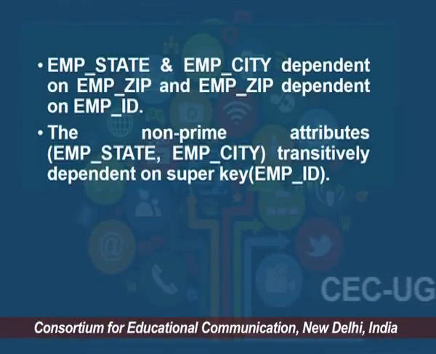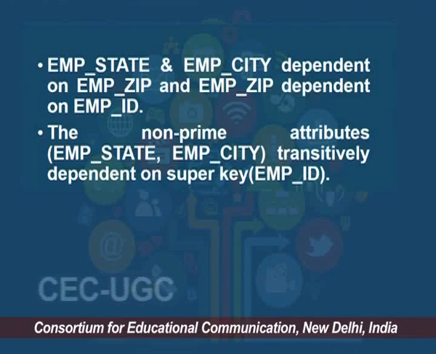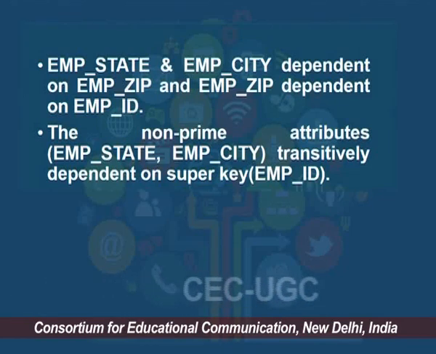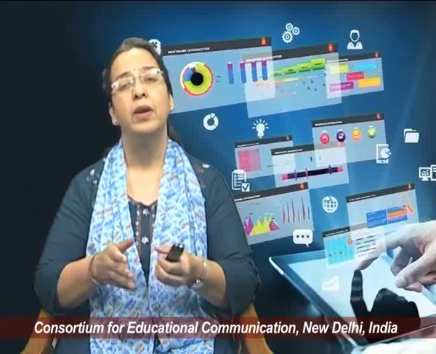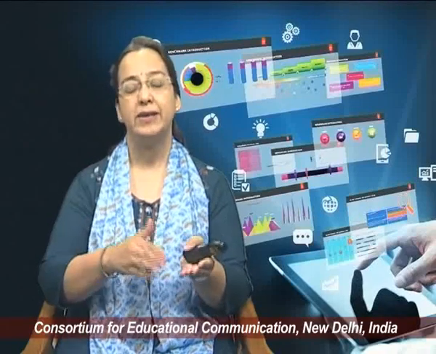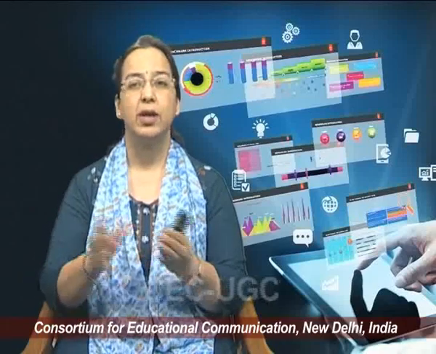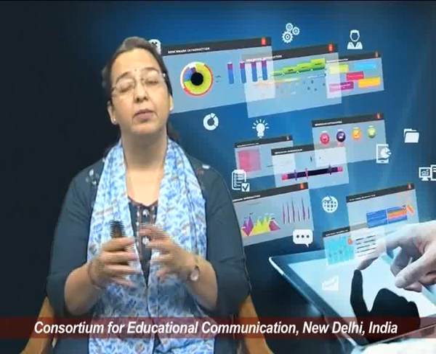The non-prime attributes employee state and employee city are transitively dependent on the super key employee ID. They are not directly dependent, but transitively, and I hope you understand what a transitive relation between three attributes is. For example, A is dependent on B, B is dependent on C, so we can say A is dependent on C.